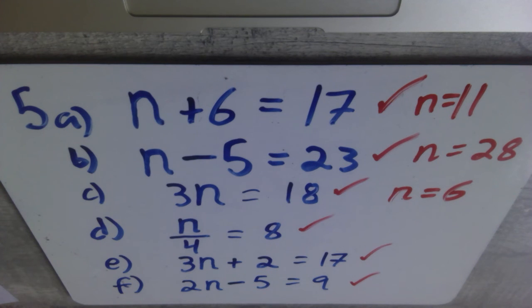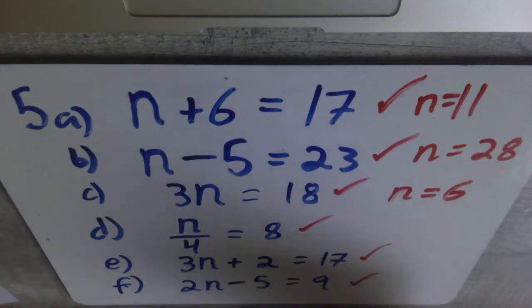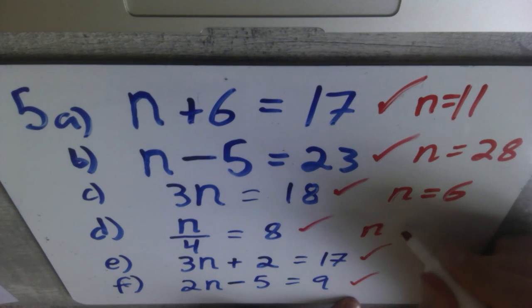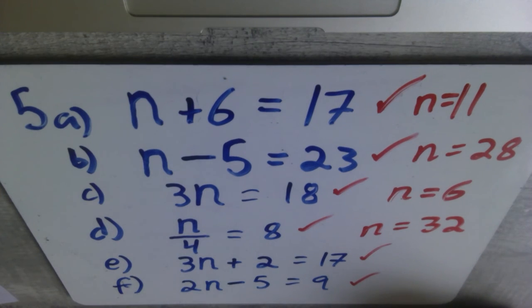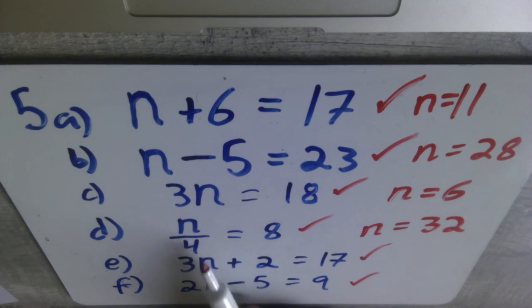Part D. I know that this sign here means division. So n divided by 4 gives me 8. What divided by 4 will give me 8? Well, 32 divided by 4 gives me 8. So n equals 32. And once again, if you guys have kind of started your algebra already, you know that you just kind of have to do the opposite to this side, and you can kind of use reasoning here. 8 times 4 would be 32. So looking at this and flipping it, 32 divided by 4 gives me 8.